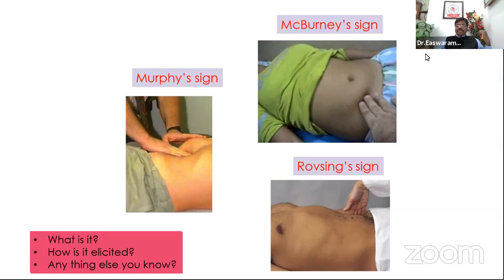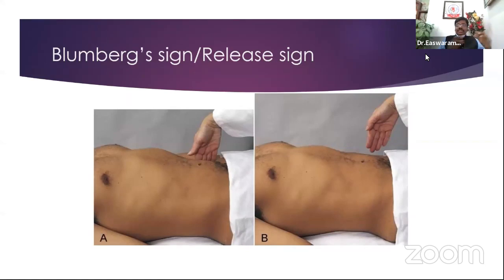Okay, so these are all the signs you have to elicit. There are any number of signs, but these are all the essential ones. And the final one on palpation, worth remembering for your life, is of course the rebound tenderness, what we call a Blumberg sign, release sign, or a pointing tenderness.